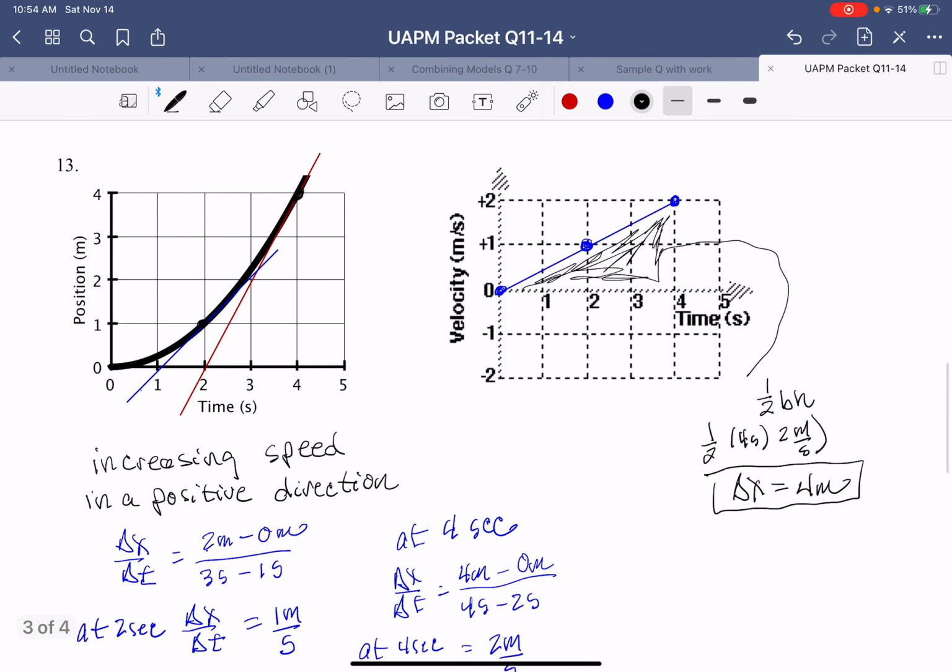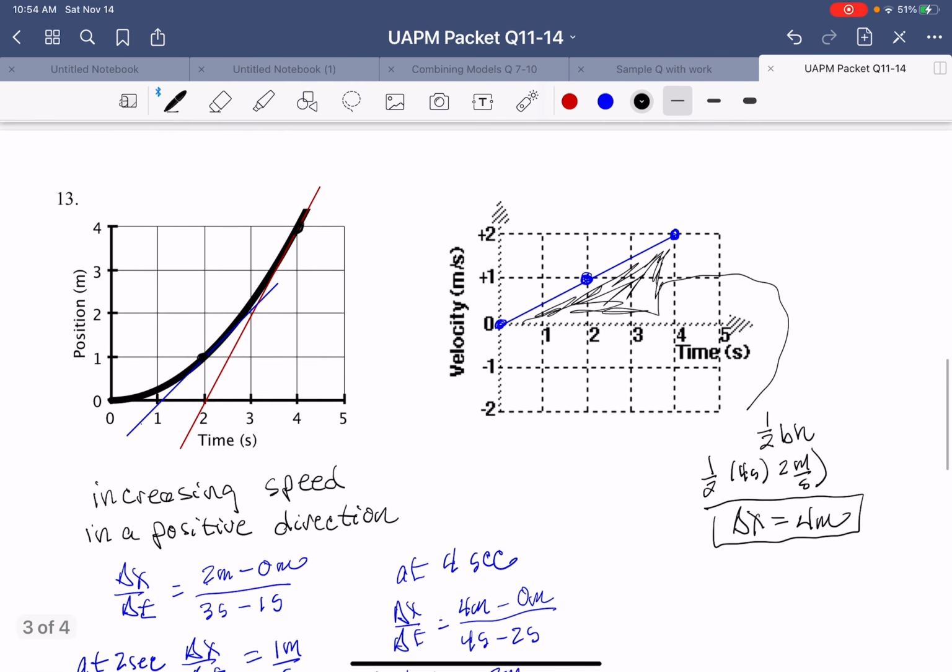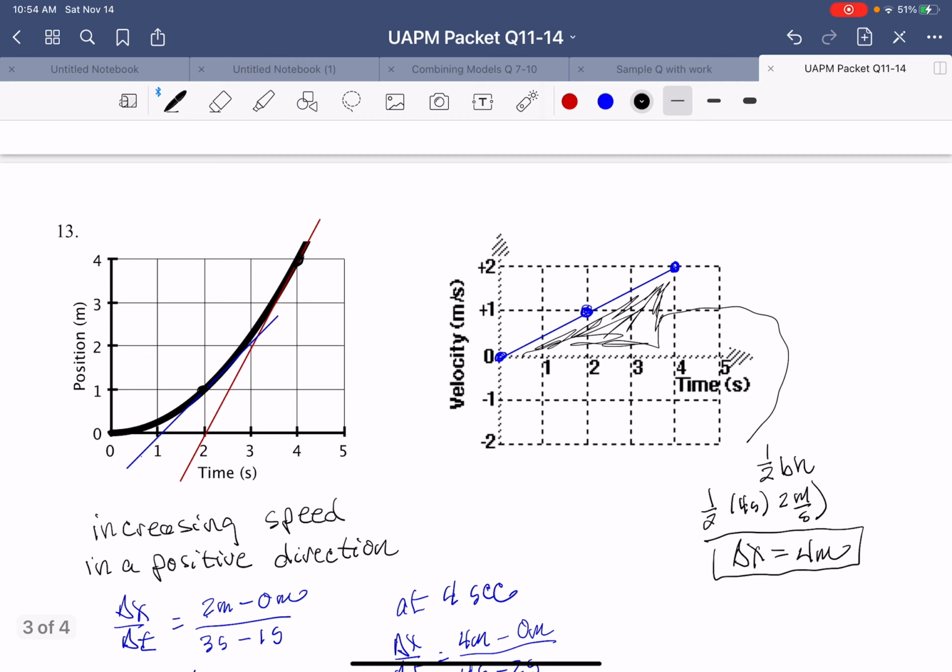Let's look and see what it is on my position time graph. I'm going to write it up here so we can see it at the same time. My displacement here is, again, 4 meters minus 0 meters. So my displacement is 4 meters. Same displacement because we're talking about the same motion.